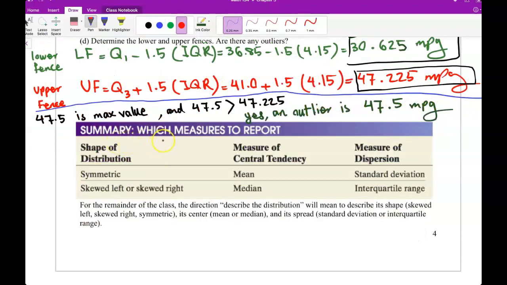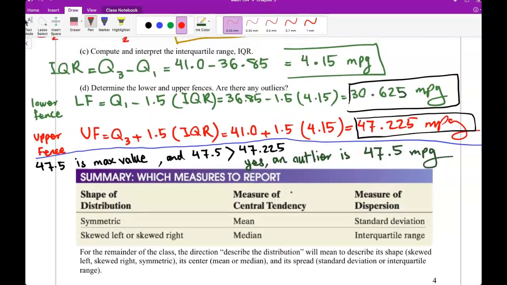Okay, and here we have what we have in summary. Shape of distribution: symmetric, skewed left, skewed right. Here is measure of central tendency. We covered all these: mean, median. Measures of dispersion: standard deviation, interquartile range. So we covered all these in this chapter. And so I finished this one. I'm going to cover the next section.